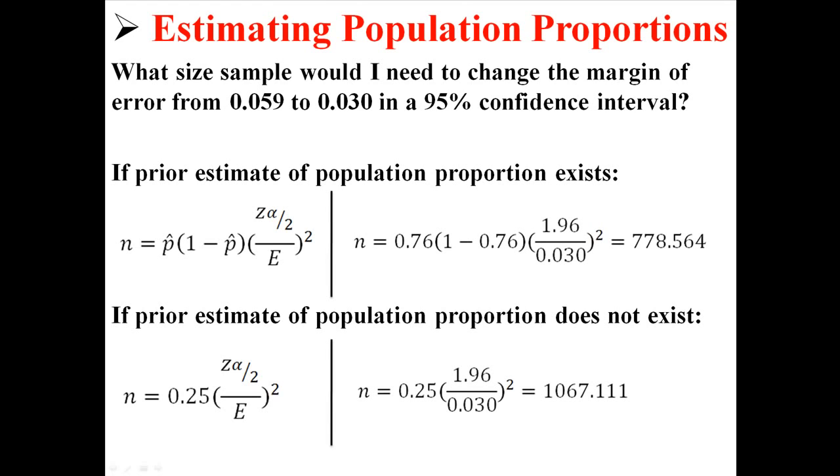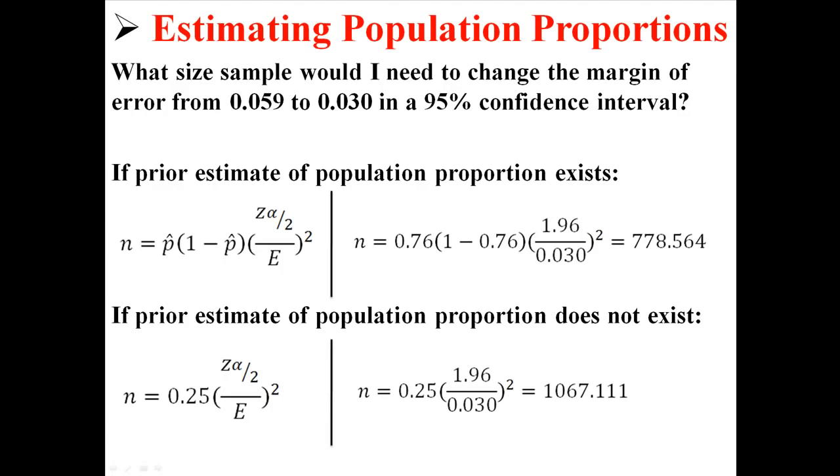In the first one, I knew that we had 0.76. I knew that the margin of error, E, was 0.030 because that's what we wanted. And you can see that for z alpha divided by 2, I put in 1.96. This is because we're constructing a 95% confidence interval using z. If you're unfamiliar with why I used 1.96, you can look at one of the previous lectures on just how z-scores work. So in the first example, I find out that we would need a sample size of 779.